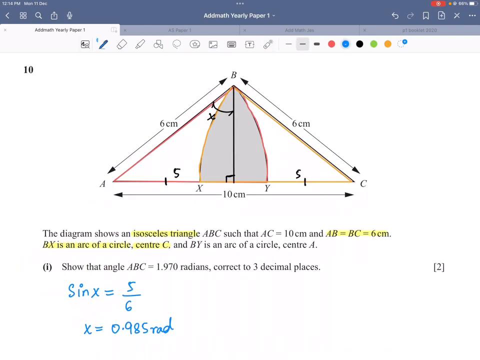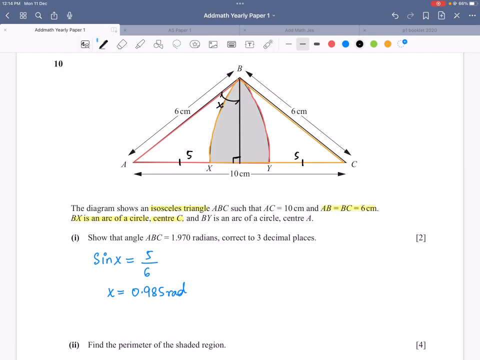So for the complete angle ABC, all we need is to multiply that angle by 2. 0.985 times 2 will be 1.970 radian, and you need to show the same. That is your first part answer.